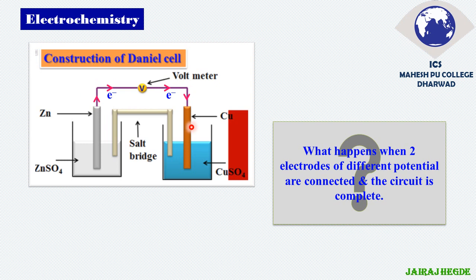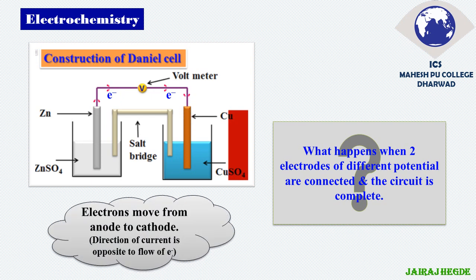If they are once connected, the electron starts flowing from the zinc electrode to the copper electrode. So electron moves from anode to cathode. Remember this point. If electron moves from anode to cathode, current moves in exactly the opposite direction. It moves from cathode to anode. It's a point to be remembered.